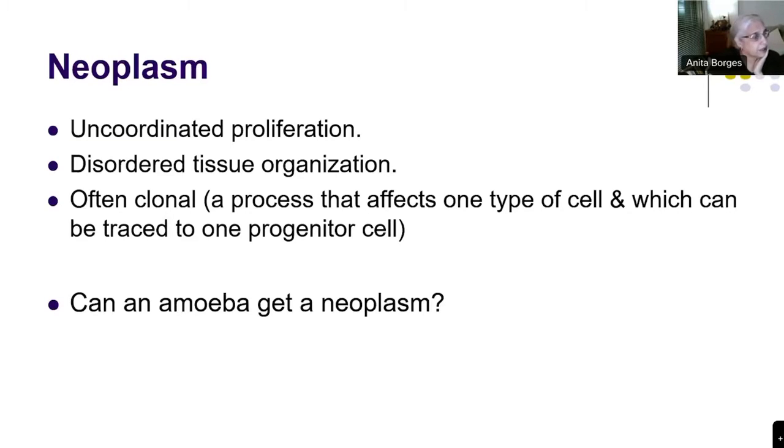Now, having said this, I'm going to ask somebody, since it is clonal, Sumita, can you answer this question? Can an amoeba get a neoplasm? Yes, ma'am. All right, so Sumita says that an amoeba can get a neoplasm. Anybody disagrees with Sumita? It will occur in multicellular organisms. Who disagrees with Sumita?